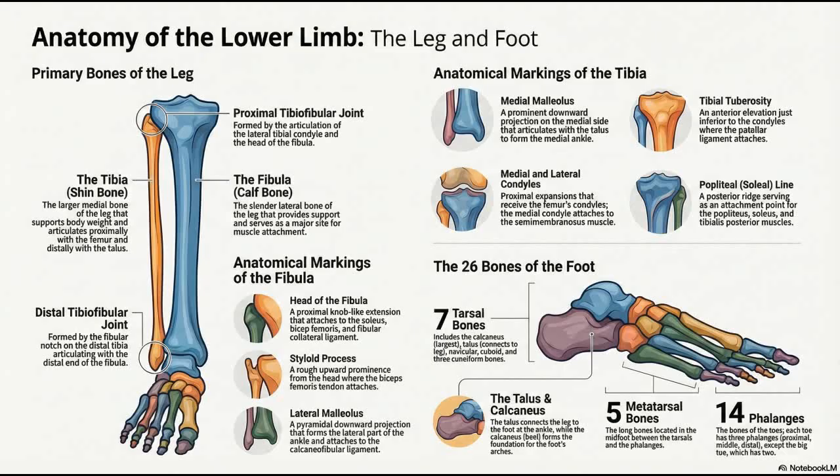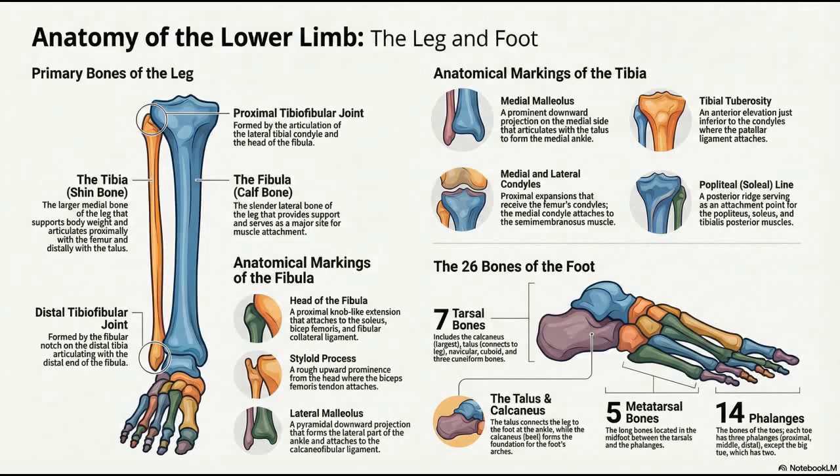So let's meet the dynamic duo of the lower leg. We have the tibia and the fibula. The tibia is the heavyweight. It's on the medial side, the inside of your leg. It is the weight bearer. When you stand up, the massive force of your body weight is traveling almost exclusively through the tibia. And then there's the fibula, on the lateral side, the outside.